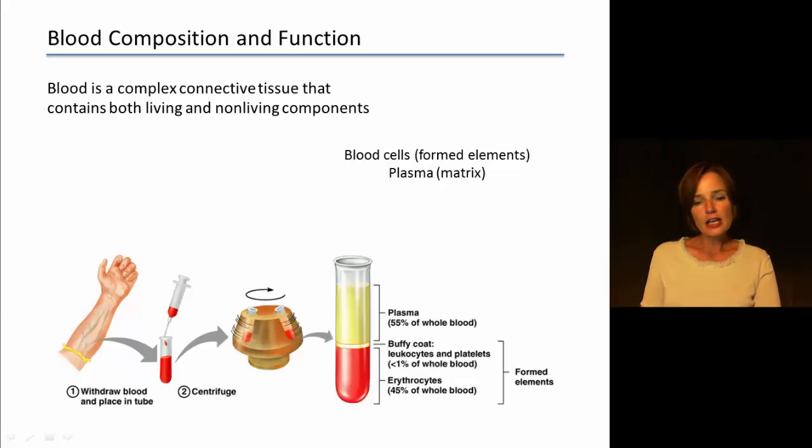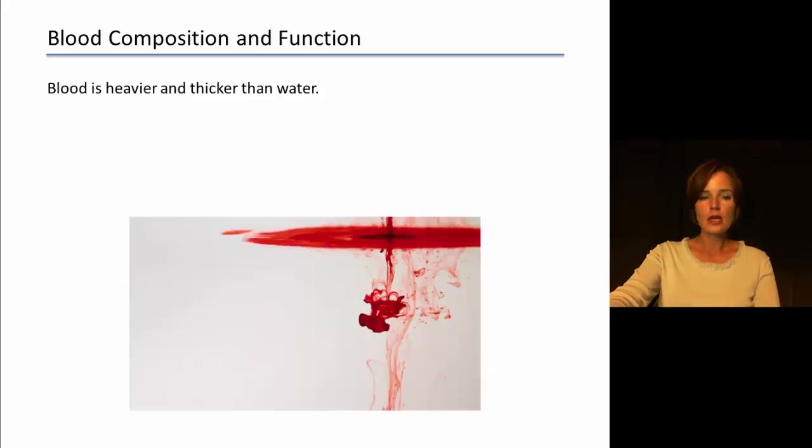If you look in the image right here, you can see that we do have primarily red blood cells. Those are going to be the primary formed elements that we have, and that might be about 45% of our blood. And then we also have the plasma making up the largest portion of our blood, and 55% is what's shown here. And then we have a very thin layer in the middle, which we call the buffy coat, and that is composed of leukocytes and then also platelets.